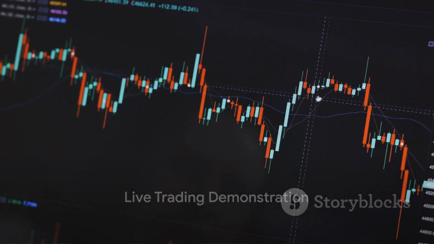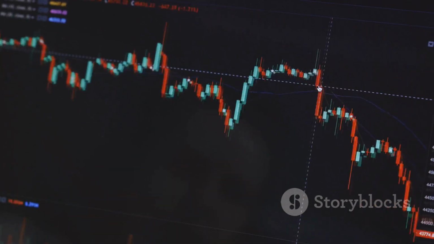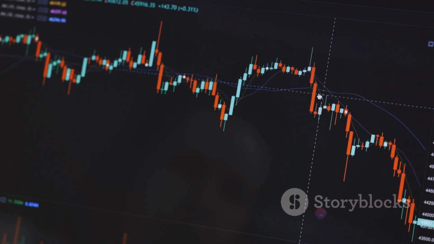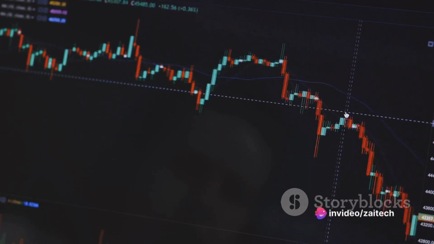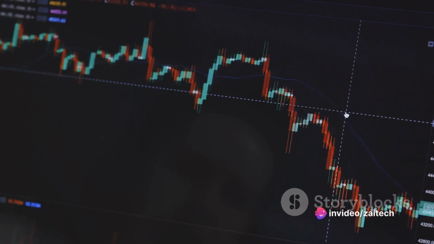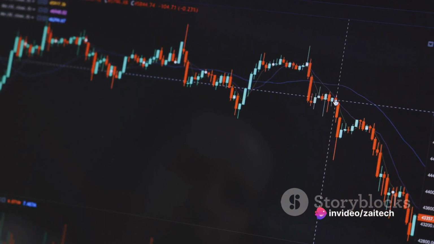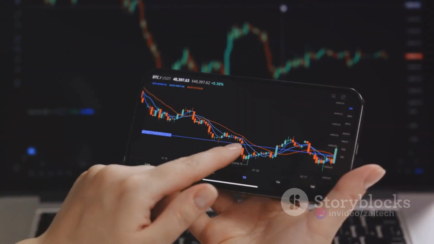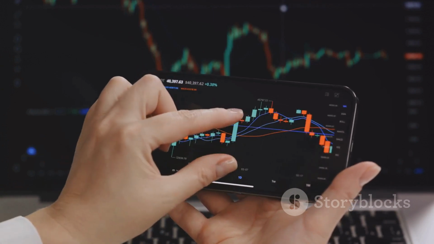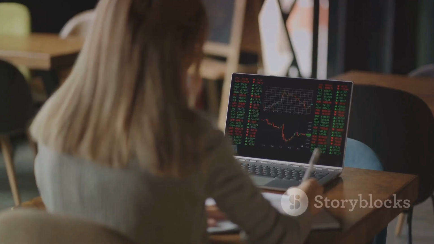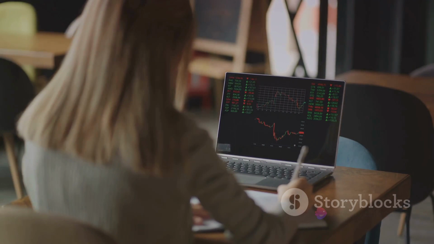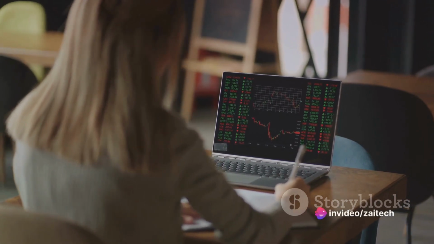Let's walk through a live trading example. Imagine we're trading on a popular cryptocurrency pair. The first step in our 15-minute scalping strategy is to identify potential entry points. We'll use our technical indicators, starting with the moving averages. When the short-term average crosses above the long-term one, that's our cue to consider entering a trade.